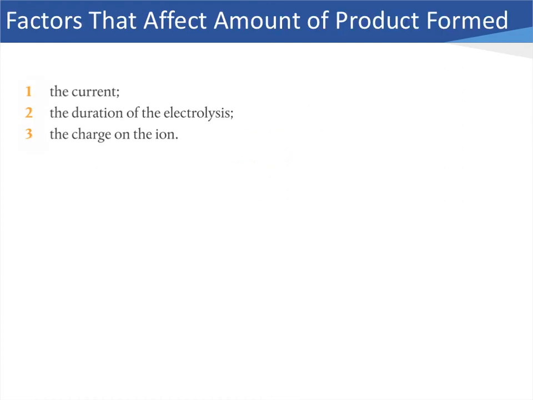by moles. Factors that affect the amount of product formed: the current, more moles. The duration of electrolysis, longer duration, more moles. The charge on the ion, smaller charge, more moles, because it takes less electrons to make the reduction happen.